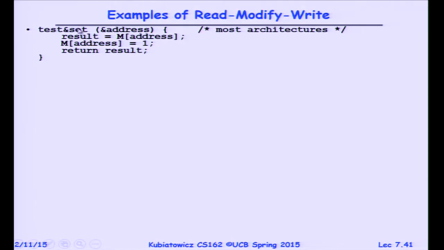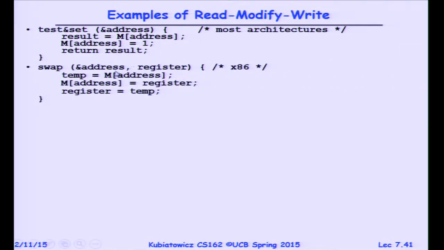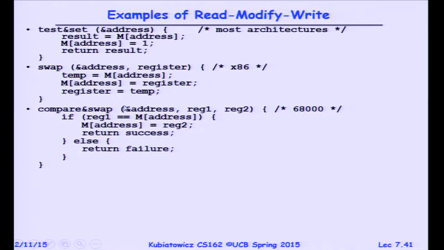This is test and set, and this is just pseudocode of what the hardware does, but the hardware gets the value out of the address and sets the value to 1 and returns what was there before it set it to 1. That's called test and set. Read it first, test it, set it, okay? There's also things like swap, where we swap the value that is in memory with a value in register. There's compare and swap, where we take the value out of memory where the lock is, we compare it with one register, and if they're still equal, we store a second register back to the address.